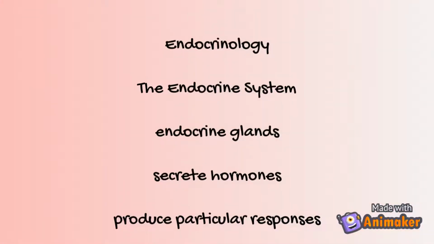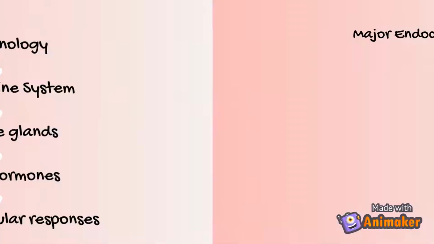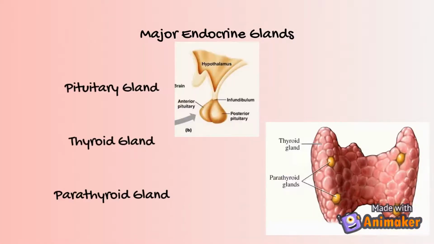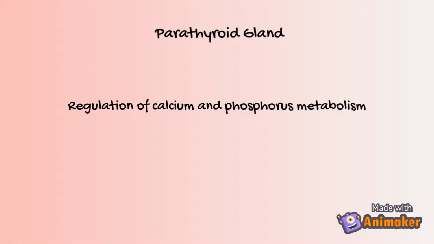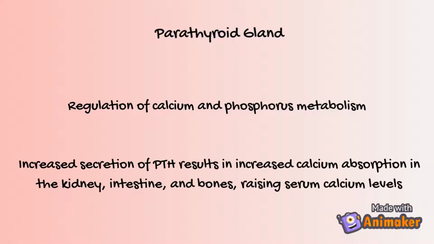Let us talk about the endocrinology. The endocrine system has endocrine glands, and these secrete hormones which produce particular responses to maintain homeostasis in the body. The major endocrine glands include the pituitary gland, thyroid gland, parathyroid gland, and others, but we will focus more on the parathyroid gland. The parathyroid gland secretes parathyroid hormone, which is responsible for the regulation of calcium and phosphorus metabolism. The increased secretion of parathyroid hormone results in increased calcium absorption in the kidney, intestine, and bones, raising serum calcium levels.